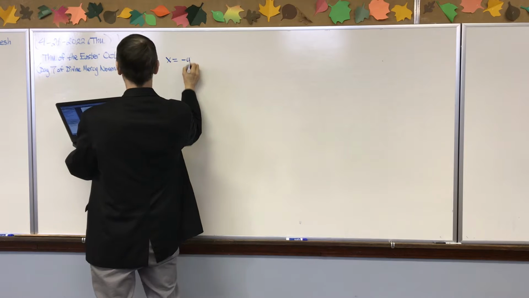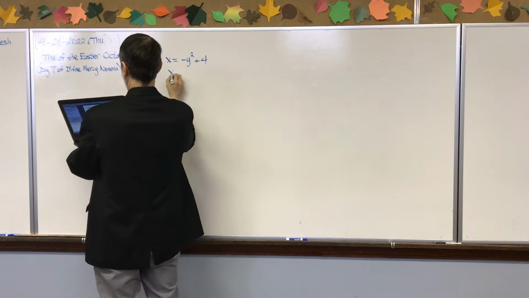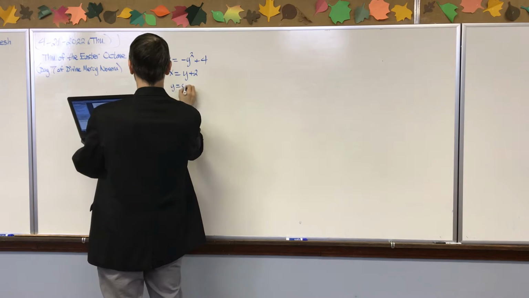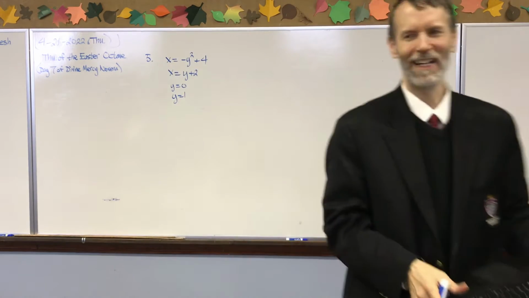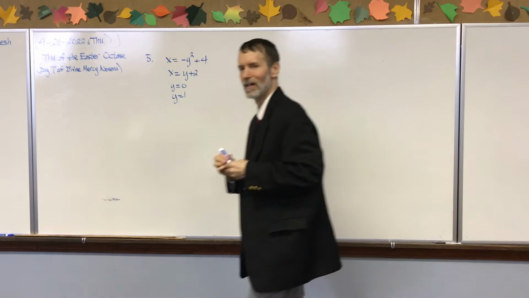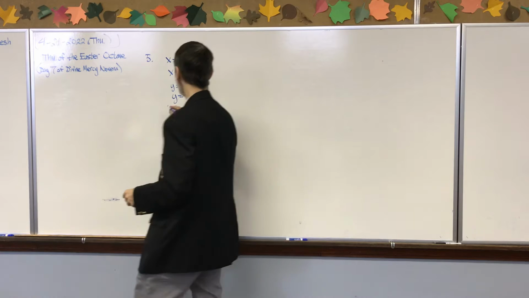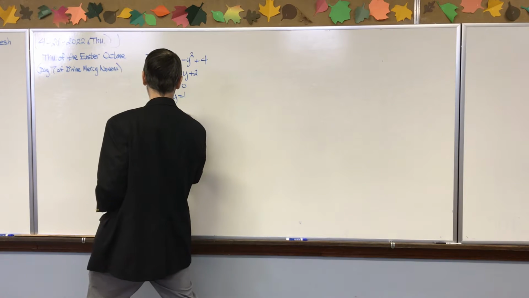x equals negative y squared plus 4. x equals y plus 2. y equals 0, y equals 1. Does anybody remember a sneaky trick to doing this problem? This is going to be revolved about the x-axis.